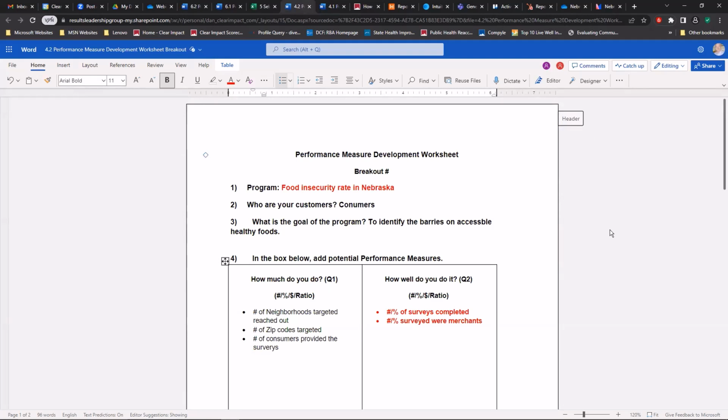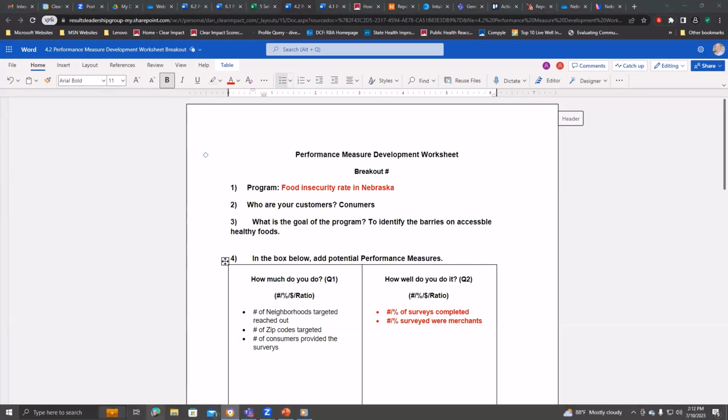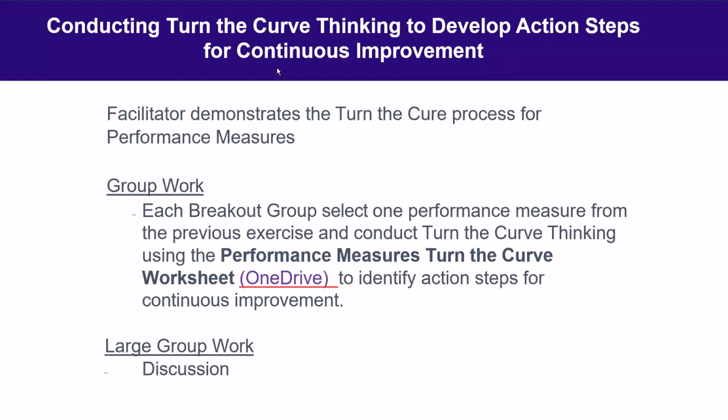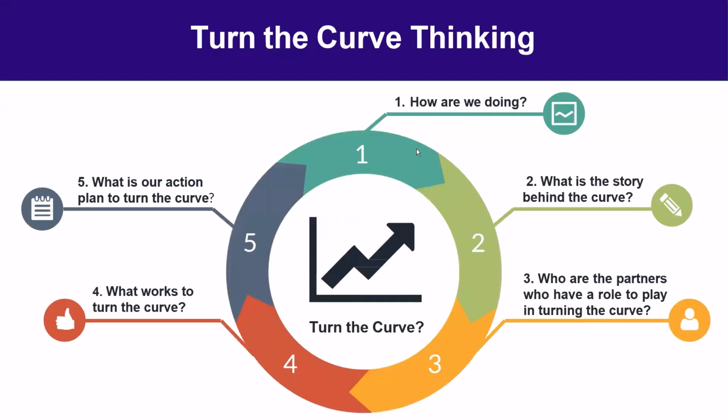Sure did. All right. Well, the next thing we're going to do, again, as we did before with the indicators, is the turn the curve exercise: accountability around performance measures, selecting action steps for continuous improvement. Again, we're going to do the same thing in the OneDrive. And this time we're going to use the similar document that we used the last time, which I'll show you in a minute. But just to remind you, when we're doing turn the curve thinking, whether it's for indicators or performance measures, it's basically the same 5 questions.